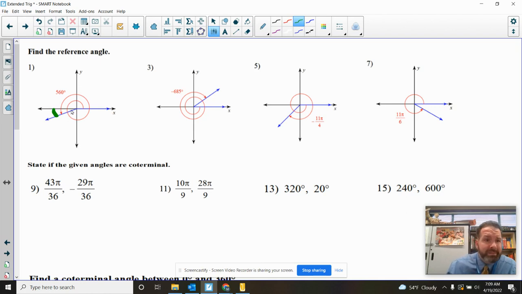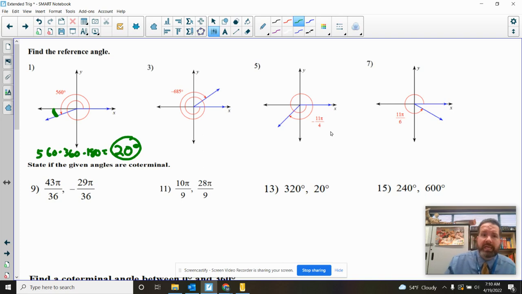Now, how big is it? Well, I've got 560, so that's a full rotation. So I'm just going to say, all right, I got 560. Take away 360 for that first full rotation. Then take away another 180 for this half rotation, and that'll leave me with just this leftover part. And so when I do that, 560 minus 360 minus 180, that means my reference angle is 20 degrees. I don't know, looks about right.